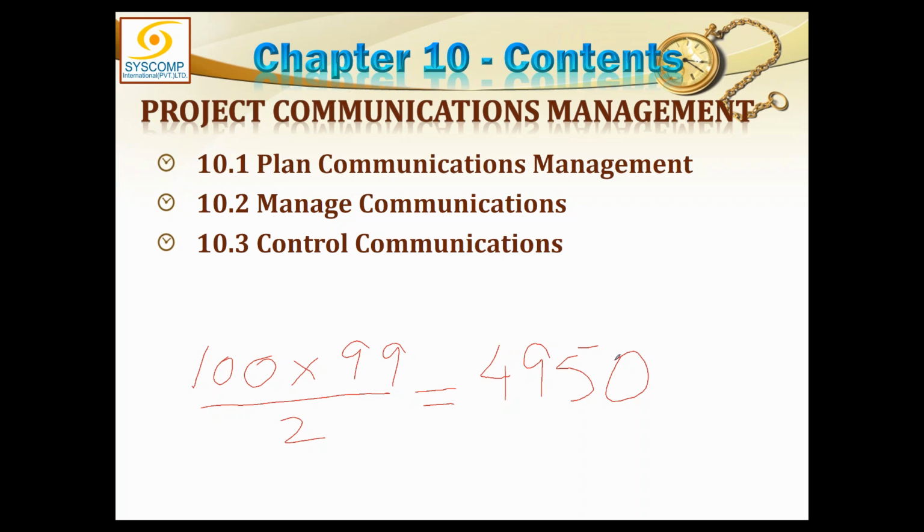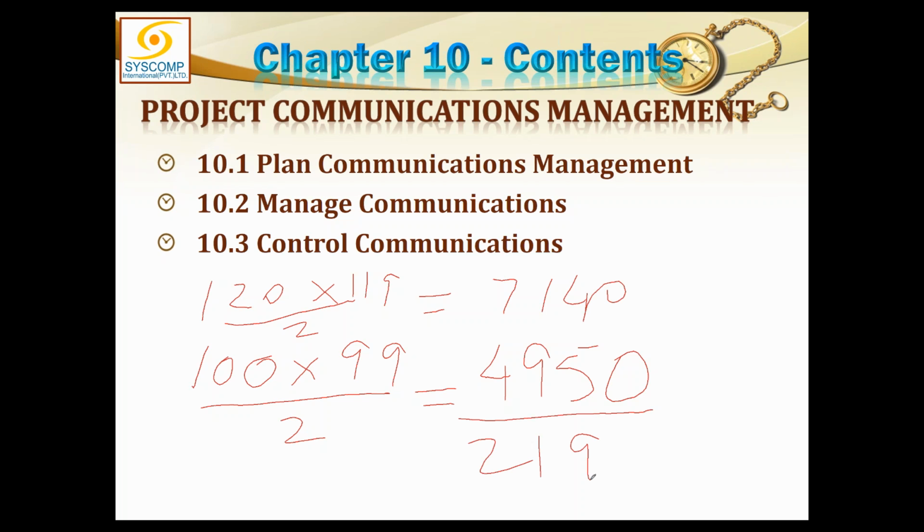How many stakeholders do you have now? Sir, 2190 would be the answer. 2190. So now we have 120 stakeholders into 119 divided by 2, that is equal to 7140, and the difference is 2190. So these 2190 are the number of channels which will be added.